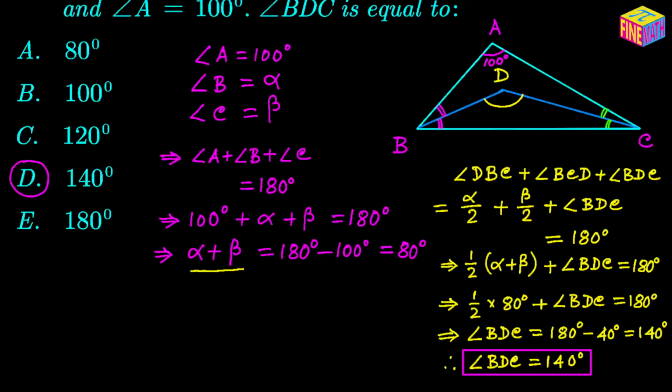To solve this kind of problem, you have to quickly recognize that the sum of angle B and angle C is 80 degrees. Because they have provided the angle bisectors, half of B plus half of C would be half of 80, that is 40 degrees. Then obviously the remaining angle, which is angle BDC for the little triangle, will be 180 degrees minus 40 degrees, that is 140 degrees.